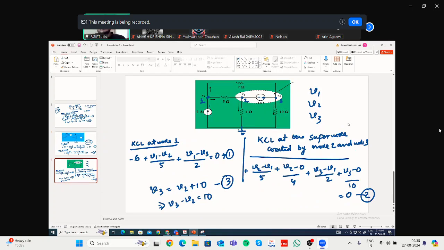But here, whenever after identifying the nodes you see that there is a voltage source connected directly between any two nodes, then those two nodes will make up the supernode. In that way, you can identify that you have to apply the concept of supernode. Otherwise, how can you write the current? We tried, but we cannot write the value of this current here.